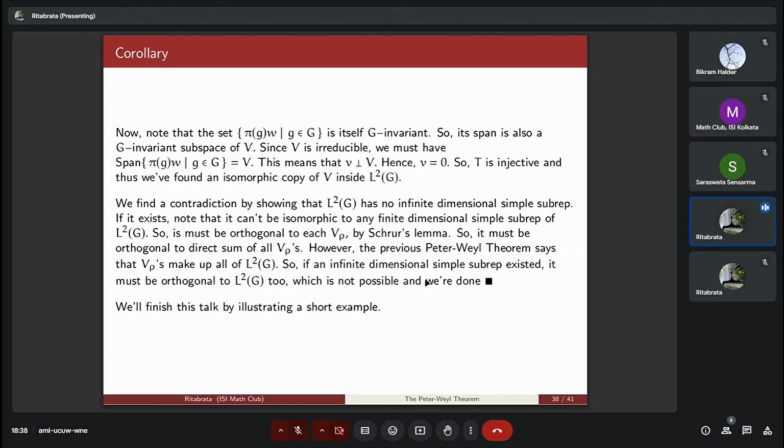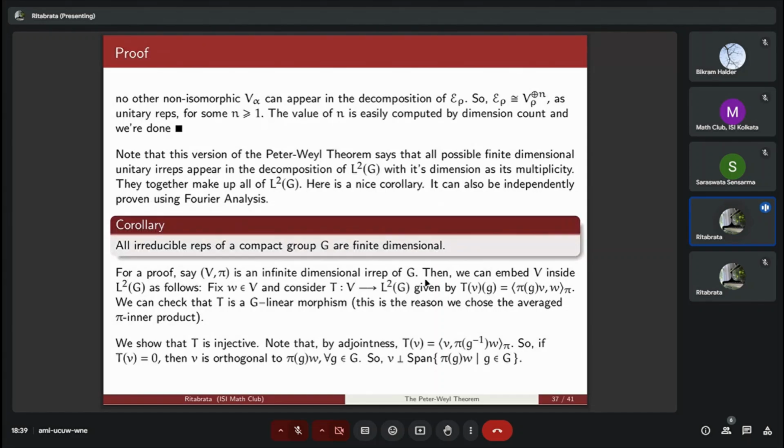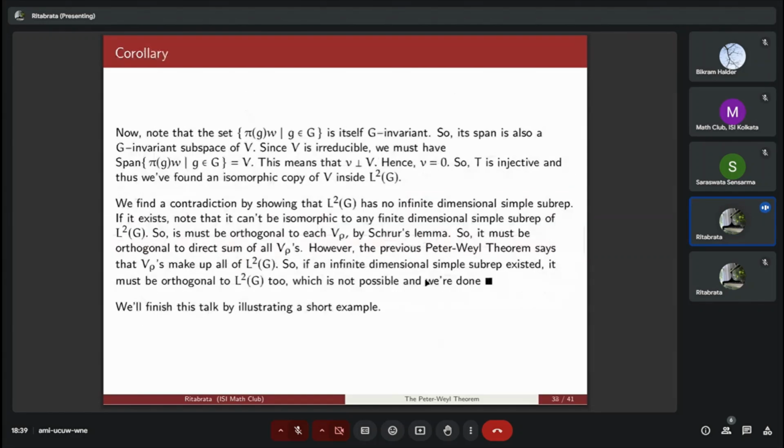Since the direct sum of all the components is basically L2(G), it means that if an infinite dimensional irreducible subrepresentation of L2(G) exists, it must be orthogonal to all of L2(G), which is again not possible. A non-zero subspace of a vector space cannot be orthogonal to the whole thing. And we are done. So again, all irreducible representations of a compact group are finite dimensional. We will finish this talk by giving a short example.